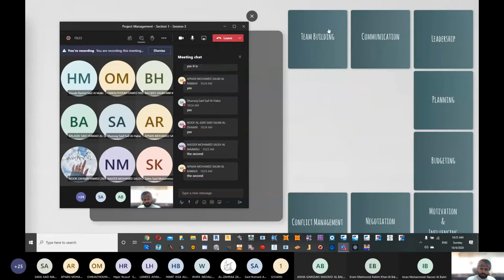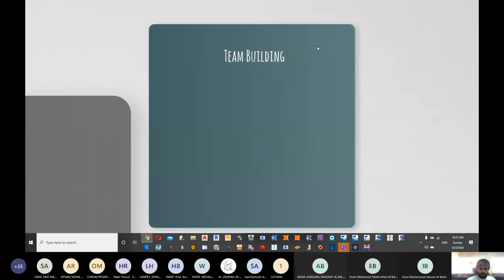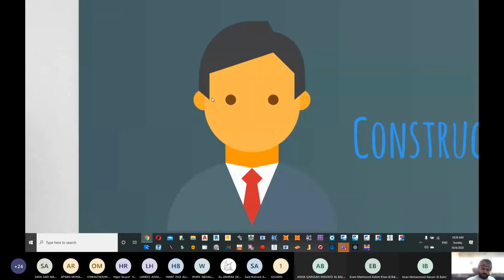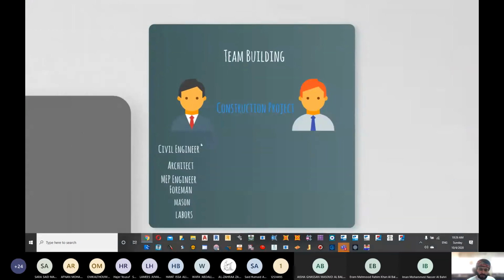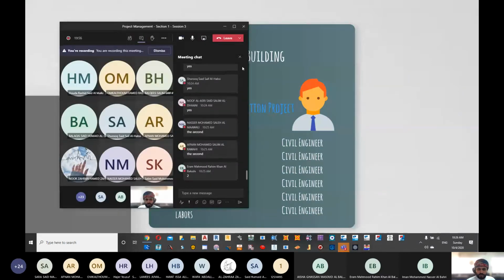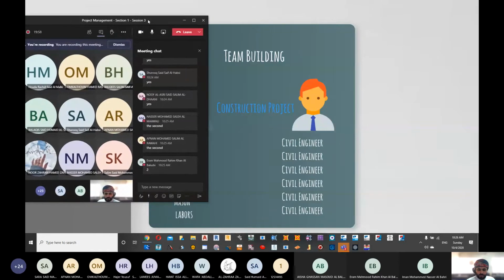Okay. So let us go and see the example. We talk about team building. We have a construction project where the first project manager was planning to have a civil engineer, an architect, an MEP engineer, a foreman, a mason, and laborers. While the other person was planning to have only civil engineers. Now, which one do you think is going to be the correct one? Is it the first one or the second one?